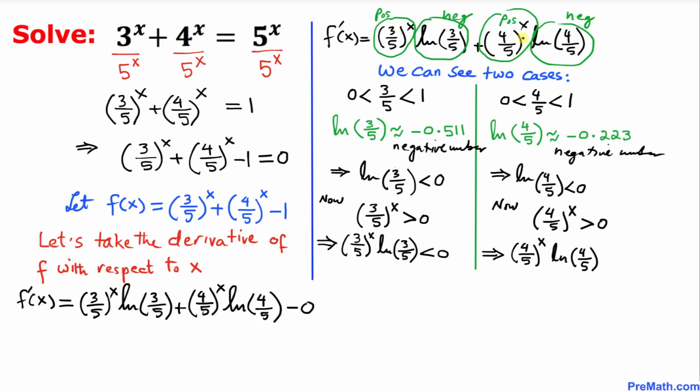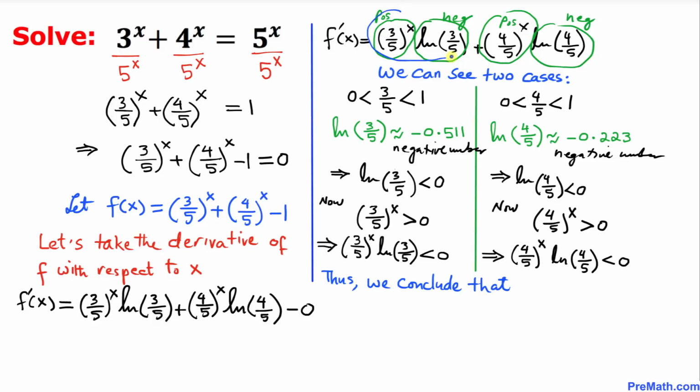And likewise, if we look at this next term, we are again seeing a positive times a negative value. Positive times negative is negative, so that means 4/5 power x times natural log of 4/5 is a negative value as well. So we know that this whole quantity is negative, and this one is negative as well. When we are adding two negative values, that means f prime of x is going to be a negative value as well. So that means this is less than 0.